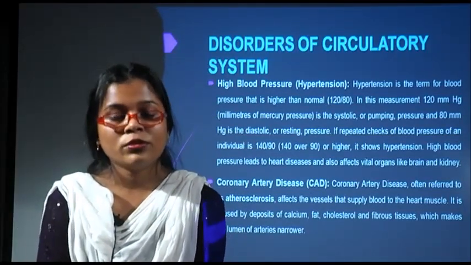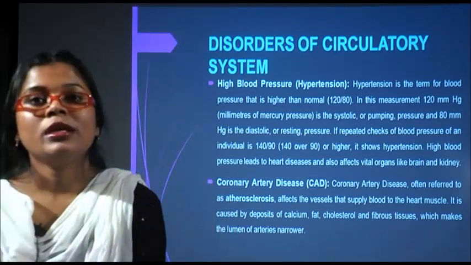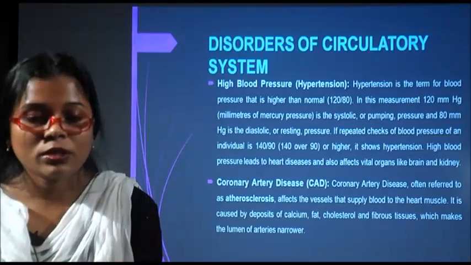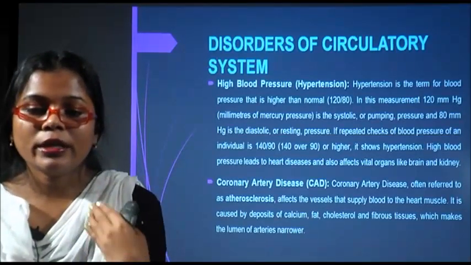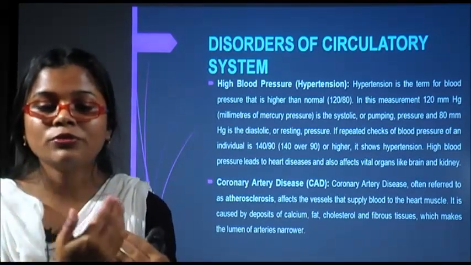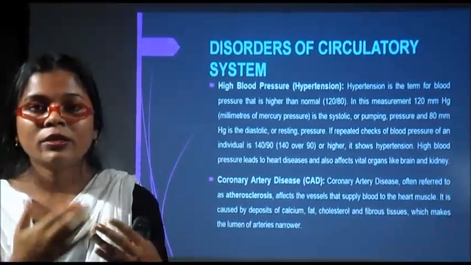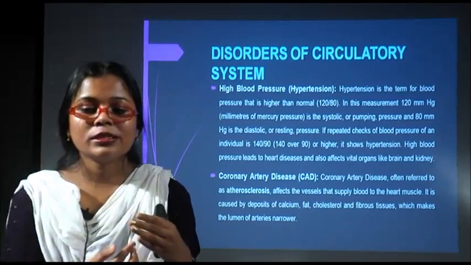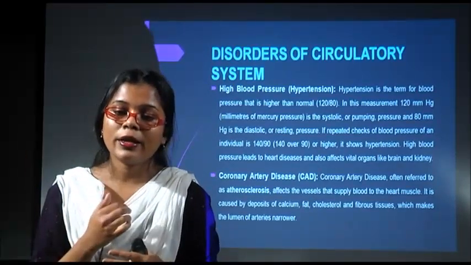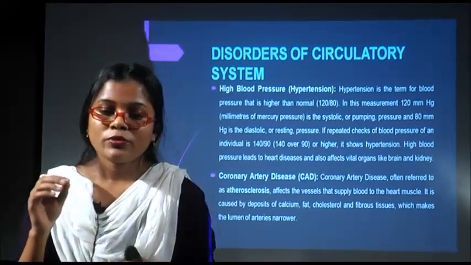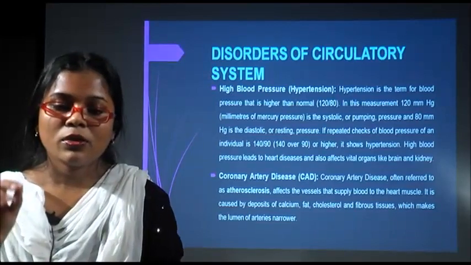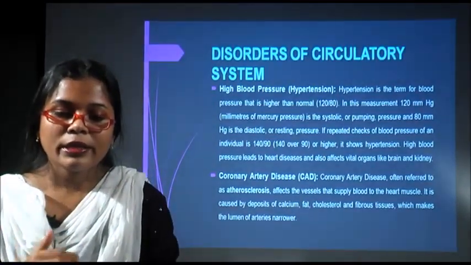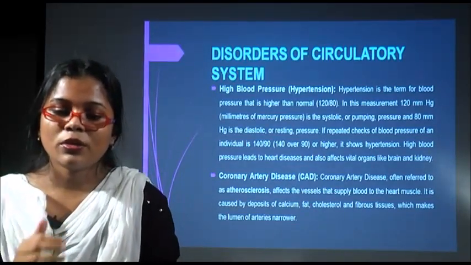I have already told you what is high blood pressure, means deviation from normal blood pressure. The normal is 120/80, so any deviation, more than 120 and more than 80. If that is more than 140/90, then we say blood pressure is higher. In this measurement, 120 mm of Hg or mercury is the systolic or the pumping pressure, and 80 mm of Hg is the diastolic or the resting pressure.